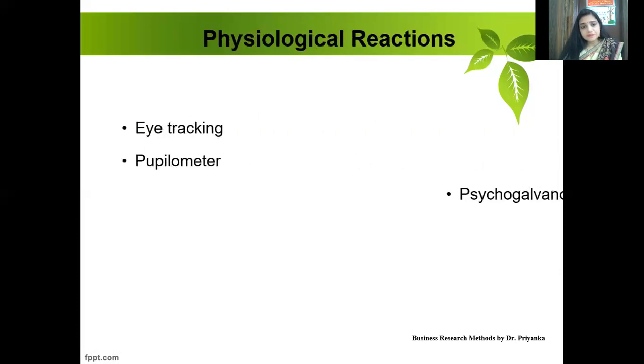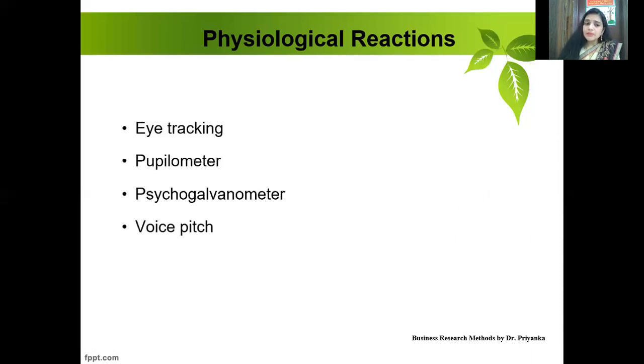Physiological: eye tracking, pupillometer, galvanometer, and voice pitch. These 4 are the major physiological observations we have in our analysis. We generally go for these.